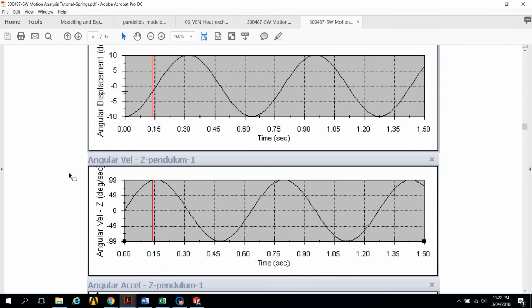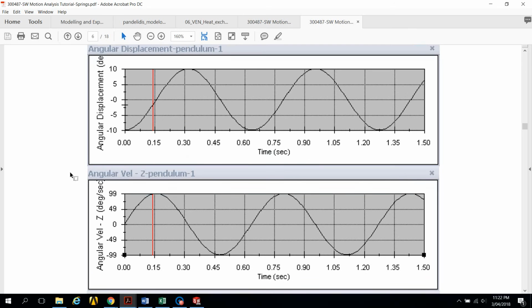Angular displacement, I got the angular velocity. So the angular displacement went from -10 to 10 degrees. For the angular velocity, I went from -99 to 99, the peak to peak, according to the 1.5 seconds. So let's check what we had as the results.